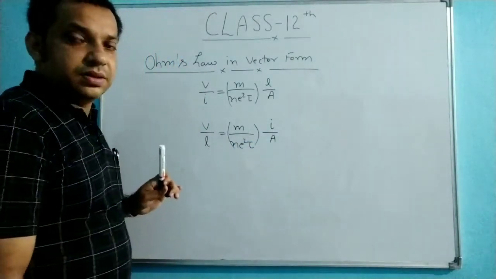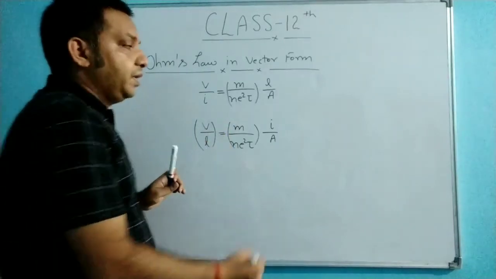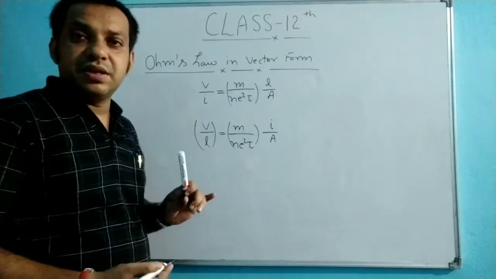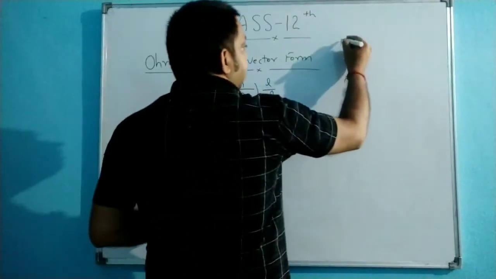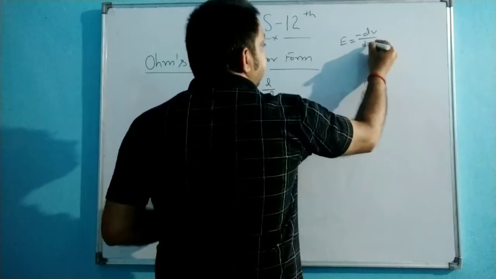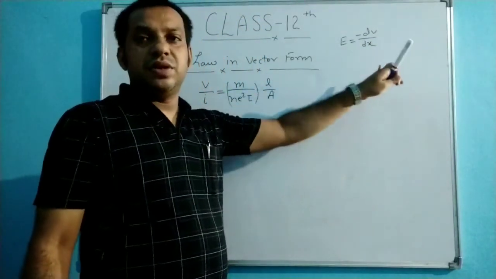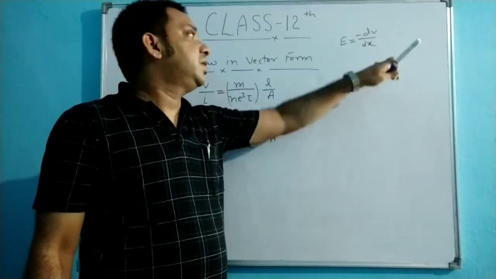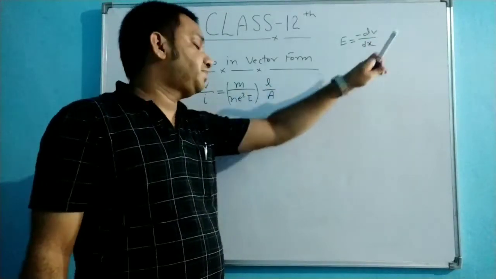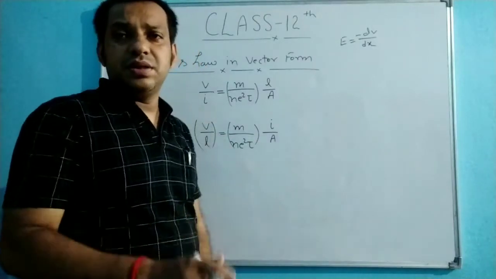Now see here the term V by L. What is V by L? With the help of the concept of the potential gradient, E is equal to minus dV by dx. Here dV is the potential difference and dx is the length. So in the dx length, the potential difference built up in the electric field is dV. And the minus sign only indicates that in the direction of the electric field, potential decreases.